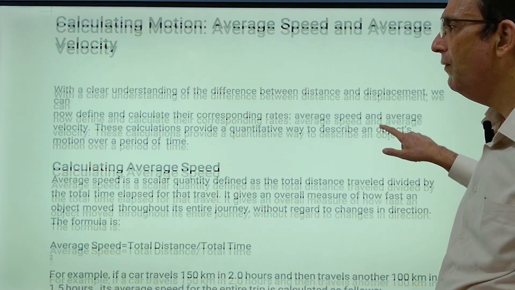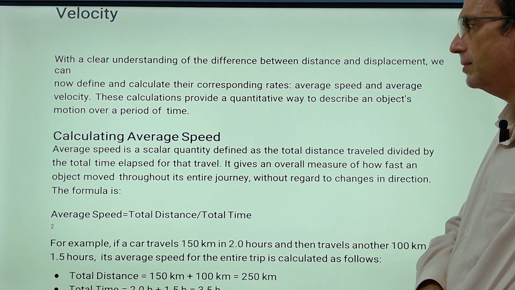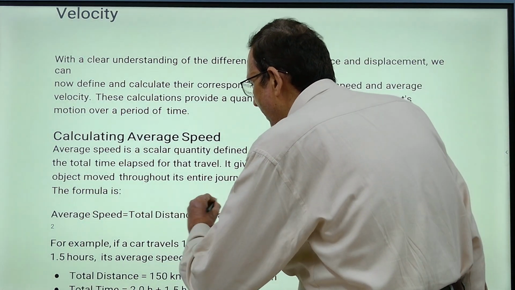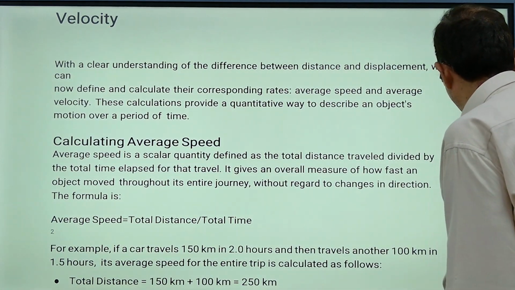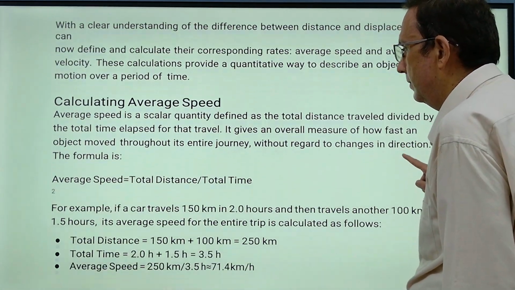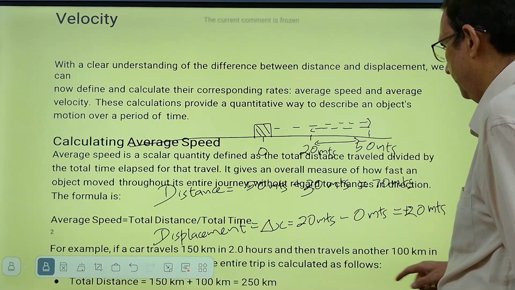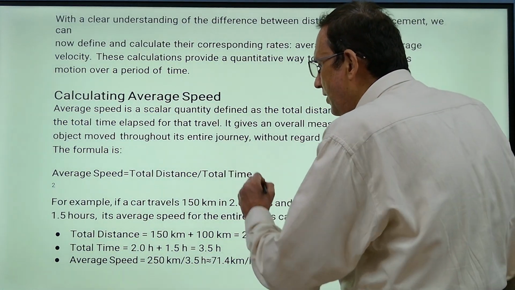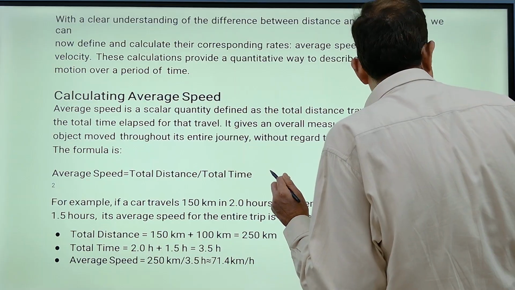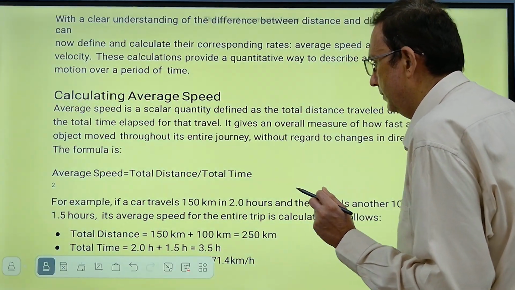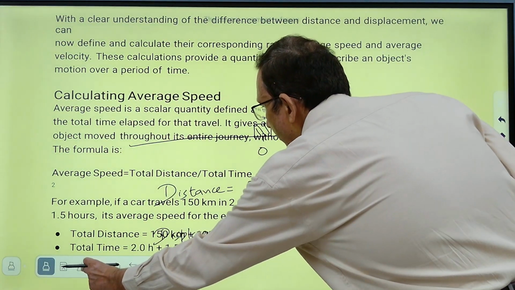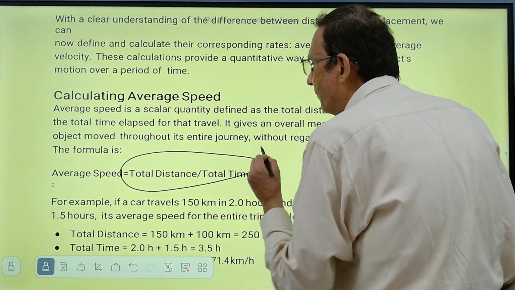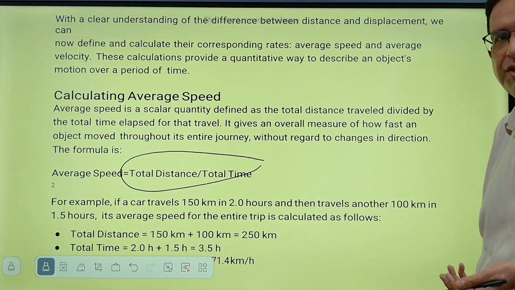So let us say we calculate the average speed. Average speed is basically defined as total distance over total time. Okay, so this is the average speed.